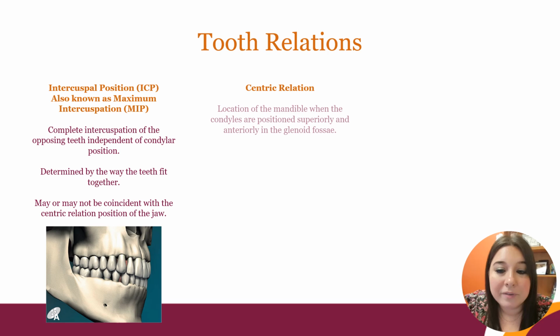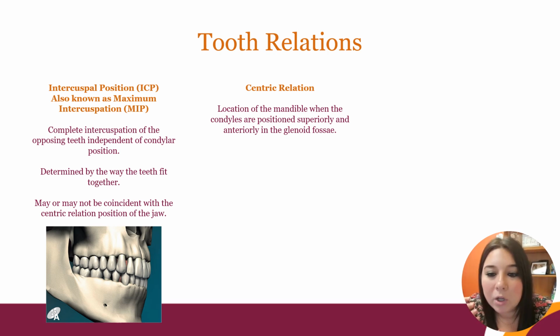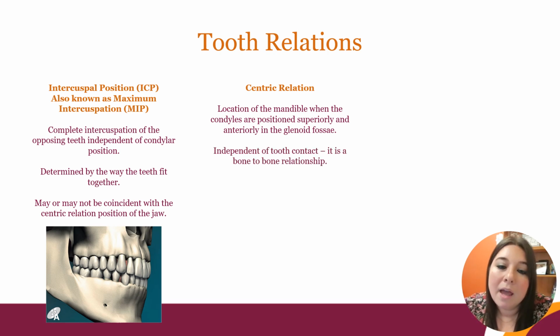Next, we have centric relation. So this is the location of the mandible when the condyles are positioned superiorly and anteriorly in the glenoid fossa. So the first one, ICP, is dealing more so with how the teeth are fitting together, and centric relation is more so about the mandibular bones themselves in the condyles. It's independent of tooth contact. It is a bone-to-bone relationship. So unlike ICP, it doesn't have to do with the teeth fitting together.